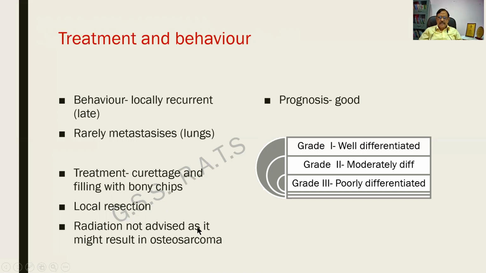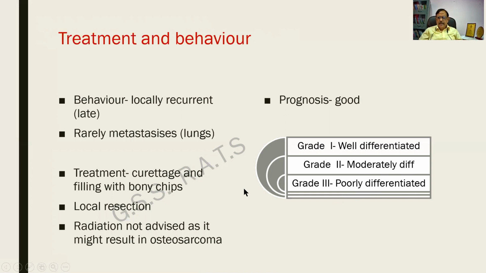Radiation is not advised as it might result in an osteogenic sarcoma. So radiation is not advised. There is surgical curettage filling it with bony chips, and the prognosis is generally good. There is a histological grading into grade 1, grade 2 and grade 3. Grade 1 is well differentiated, grade 2 moderately differentiated, grade 3 is poorly differentiated.